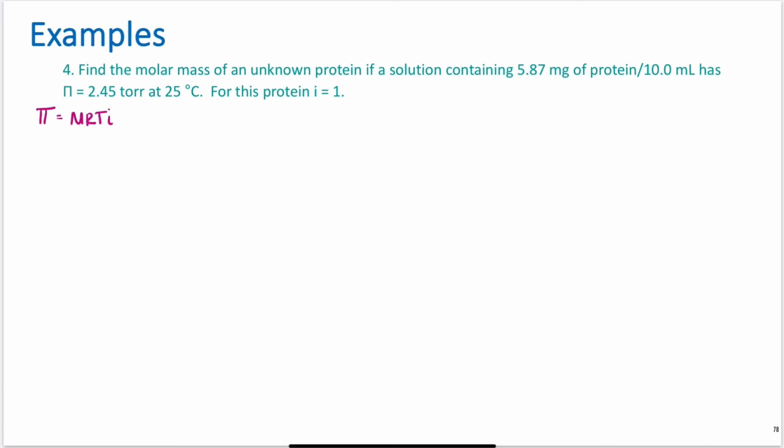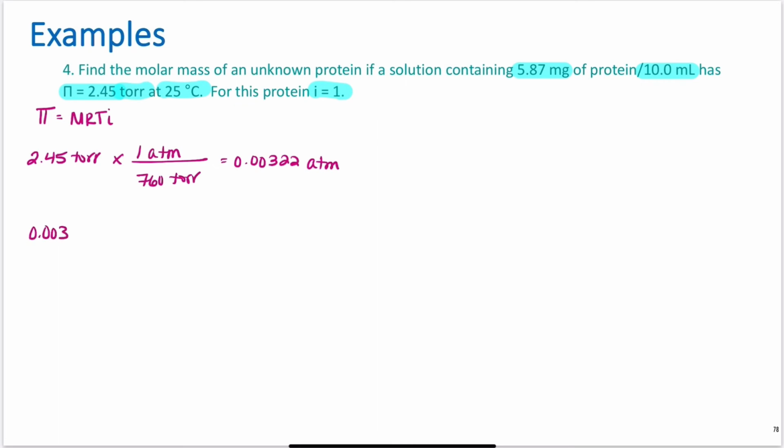I want to know molar mass. I've got a solution that contains 5.87 milligrams of protein per 10 mL of solution. The pressure is 2.45 torr, and this is at 25 degrees C, and it tells me the protein has an i value of 1. So 2.45 torr, I need that in atmospheres because my R value that I know by heart is in atmospheres. 1 atmosphere per 760 torr gives 0.00322 atmospheres. Now I've got my pressure in atmospheres.